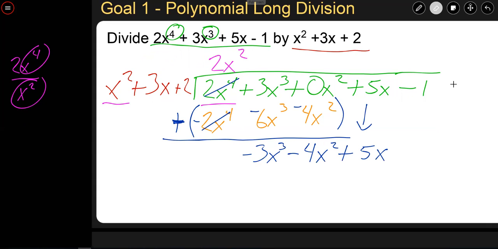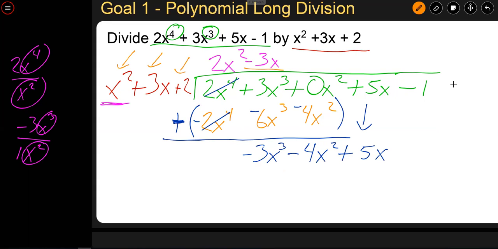So this time, I'm comparing x squared here on my divisor to negative 3x to the third. And again, I can set that up, or I can do it in my head, whatever works. Negative 3x to the third divided by x squared is going to give me a negative 3 up top and an x. Because negative 3 divided by 1 is negative 3, and x to the third divided by x squared is x to the first. And now again, I just do that multiplication. This time I'm multiplying negative 3x by all three of these. And I repeat the cycle.